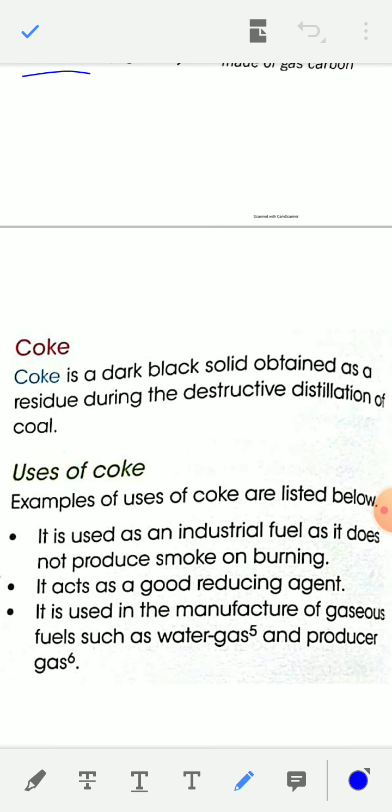The last amorphous form of carbon is coke. Coke is a dark black solid obtained as a residue during the destructive distillation of coal. Use of coke: it is used as an industrial fuel as it does not produce smoke on burning. It acts as a good reducing agent, and it is used in the manufacture of gaseous fuels such as water gas and producer gas.